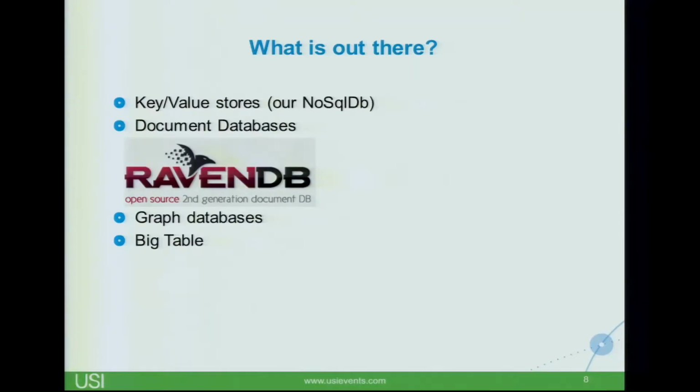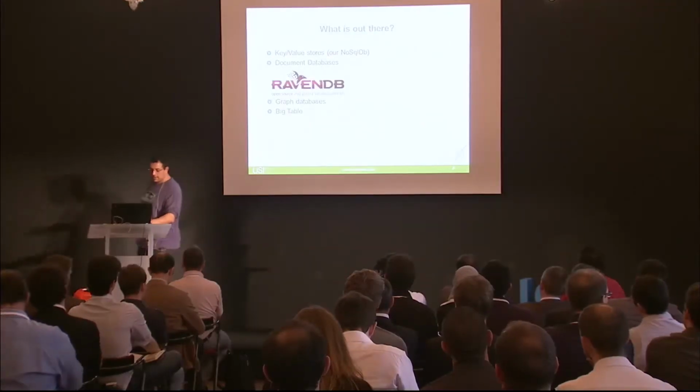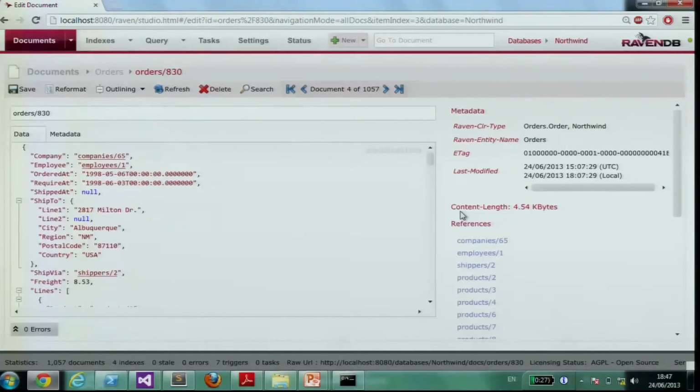Okay, just some things. This is mine, okay? And I've been working on that since 2008. We are right now in the process of making the 2.5 release. This is RavenDB, which is a document database, and this is what the UI looks like. This is the Northwind database. And as you can see, the data that we store here is actually stored in document form, hence the name document database.